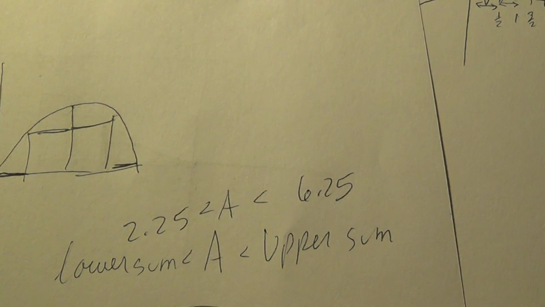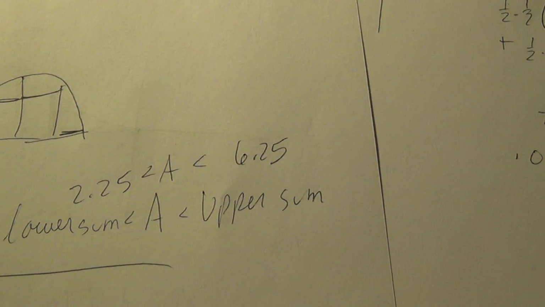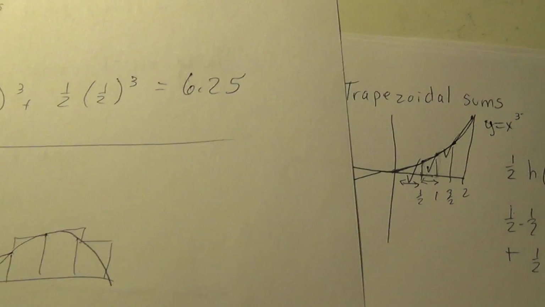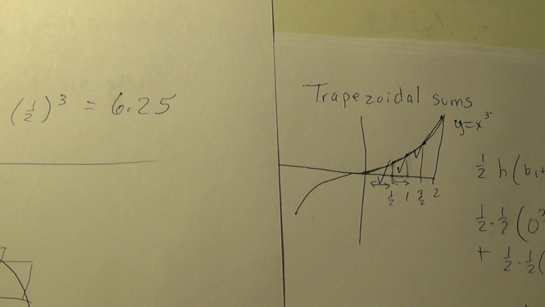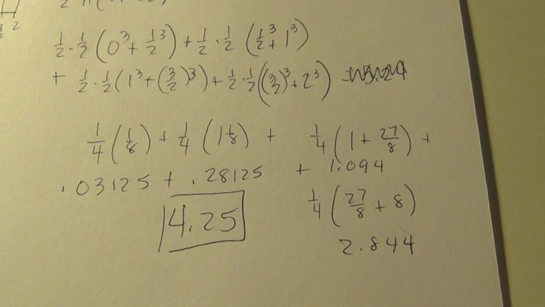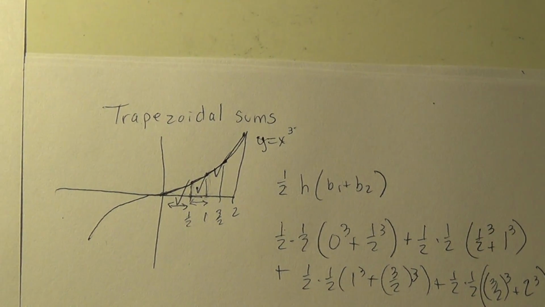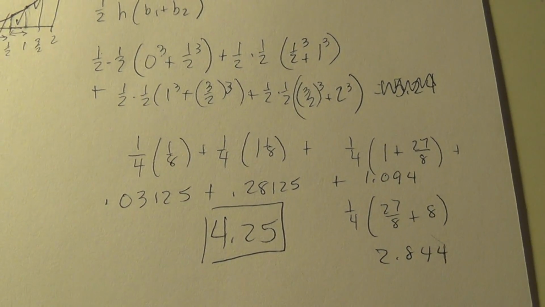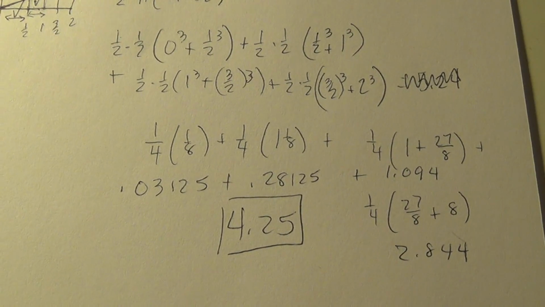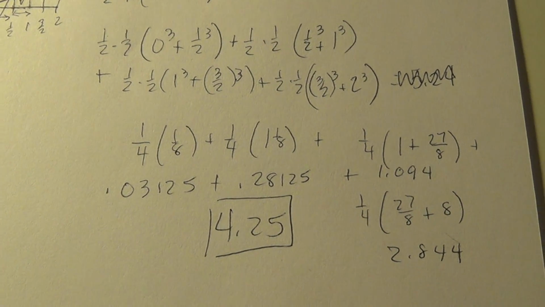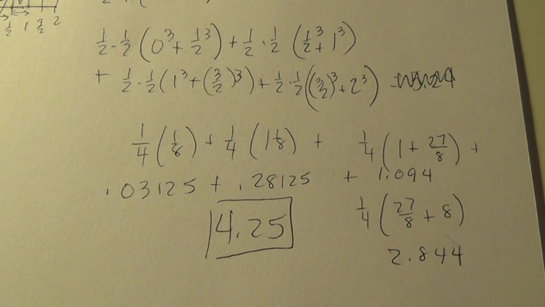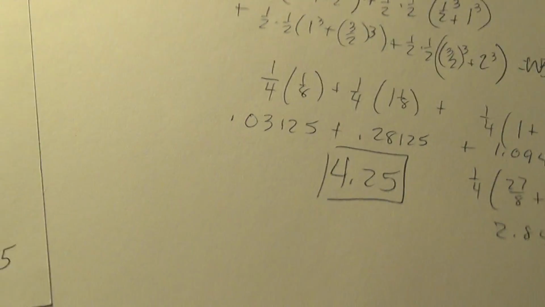So it turns out, I happen to know the area under that curve is 4 units. So even with 4 subintervals, we got 4.25 with the trapezoidal sums. That's pretty decent, having only 4 subintervals. So if we went to 8, I'm sure it would zero in on 4 quite nicely.